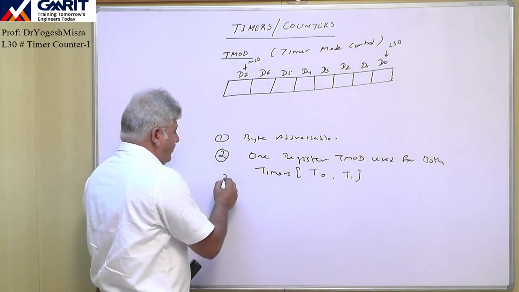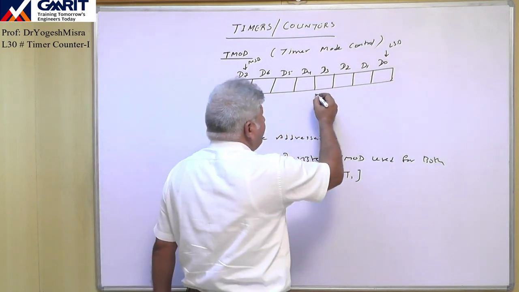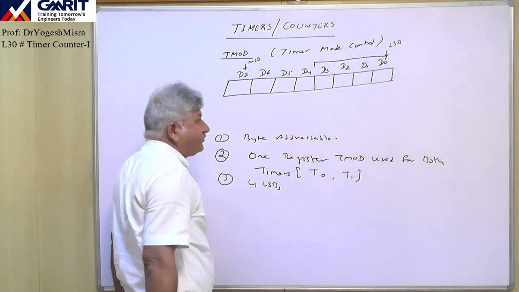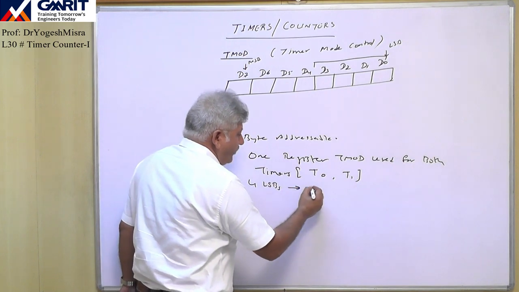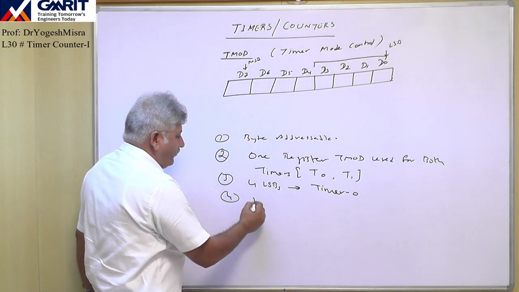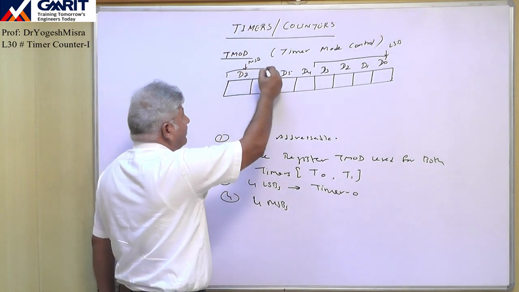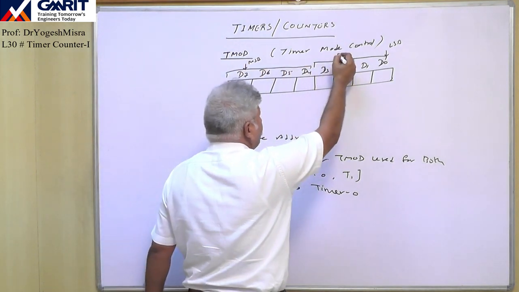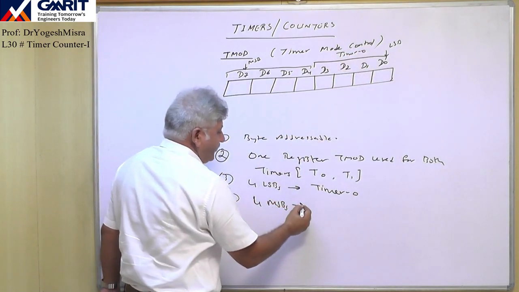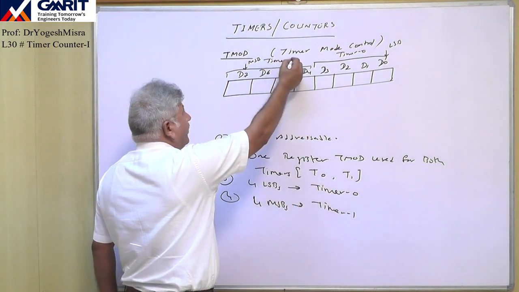Now in this, the 4 LSBs, the 4 least significant bits, are used for timer number 0, and the 4 most significant bits are used for timer number 1.